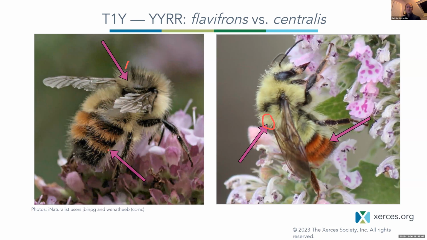Likewise, you remember when we looked at the yellow versions of Bombus flavifrons, there were some black hairs intermixed at the front of T3 and the front of T4. That is also true for the males that have red on them. There should also be some black hairs mixed in on the sides of the abdomen for Bombus flavifrons, and there are not in Bombus centralis.